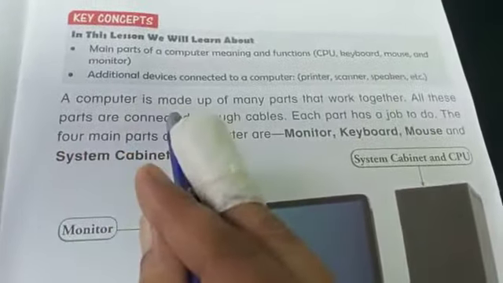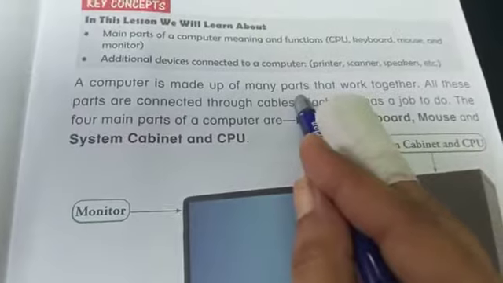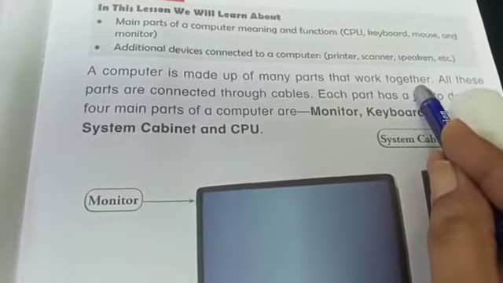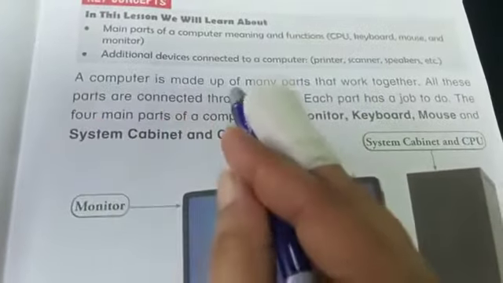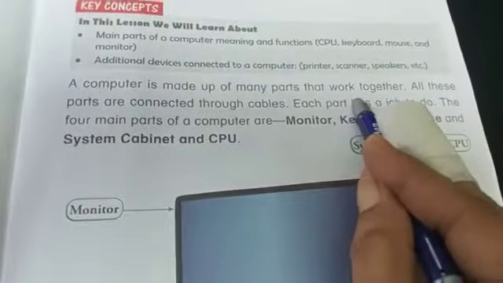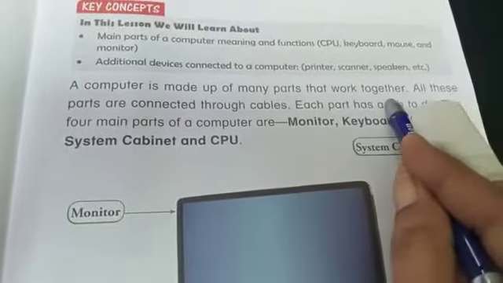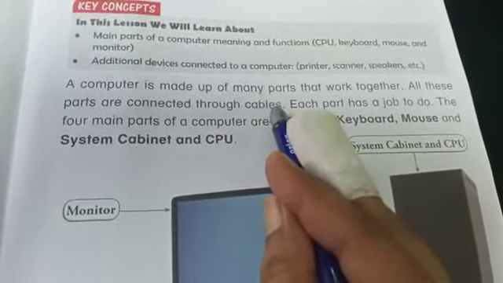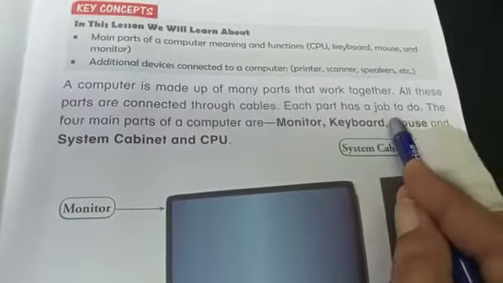A computer is made up of many parts that work together. A computer is made up of many parts, so a computer cannot work alone. It has many parts and together it works. All these parts are connected through cables. Cables means wires. Each part has a job to do.